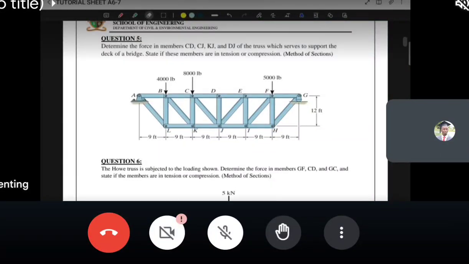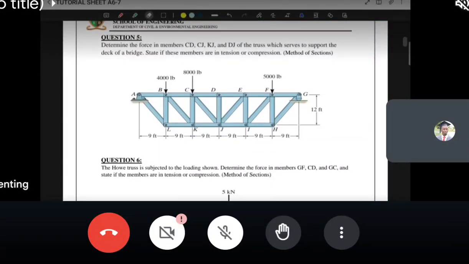So for this class, we're going to start with question 5 here. In question 5, they're saying determine the force in members CD, CJ, KJ, and DJ. The first thing that you have to do is identify the members. CD is here. CJ is here. KJ is here. And DJ is here. So these are the members that they want us to understand or to describe.